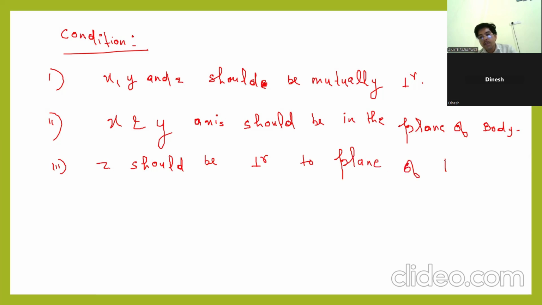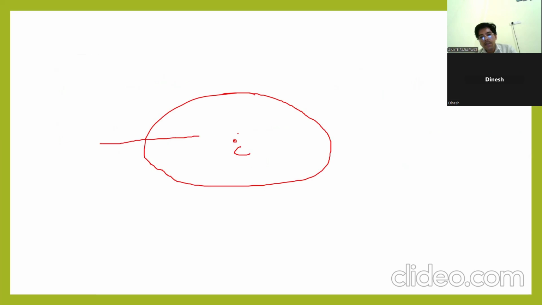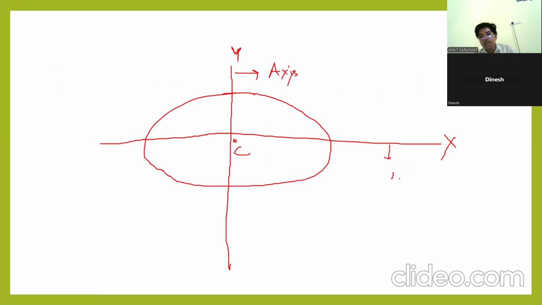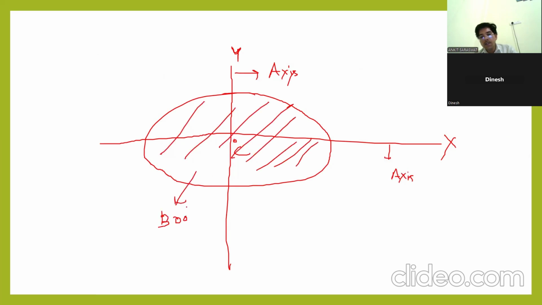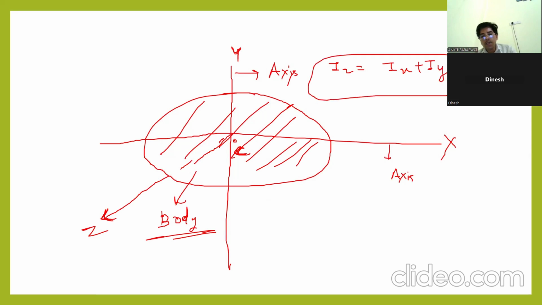If you take any rigid body, for example a ring, with the center here, this is one axis, the x-axis, and this is the y-axis. There are two axes, x and y, that lie in the same plane of the body. And the z-axis will lie perpendicular to them. Then we can apply the perpendicular axis theorem: Iz equals Ix plus Iy.